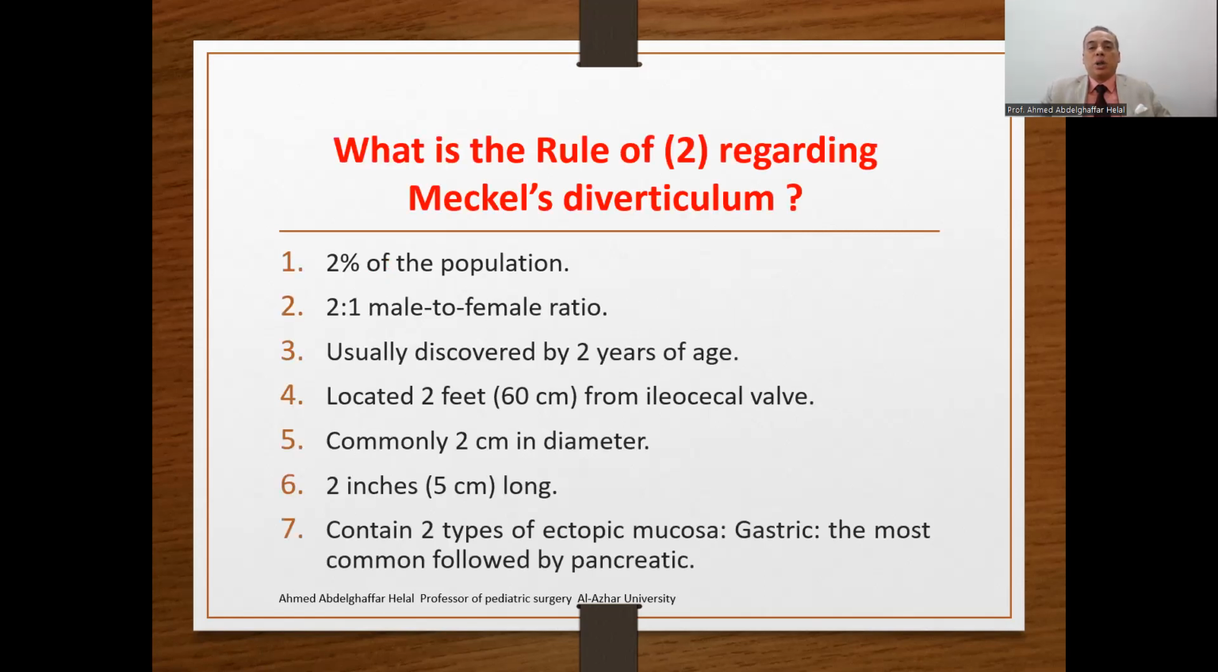Now, there is a rule called the Rule of Two regarding Meckel diverticulum. What is this rule? Number one, it affects 2% of the population. 2 to 1 male to female ratio, usually discovered by 2 years of age, located 2 feet from the ileocecal valve, commonly 2 cm in diameter, 2 inches long, and contains 2 types of ectopic mucosa: gastric, which is the commonest, followed by pancreatic. So for remembering data about Meckel's, it's always useful to remember this rule of two regarding Meckel diverticulum.